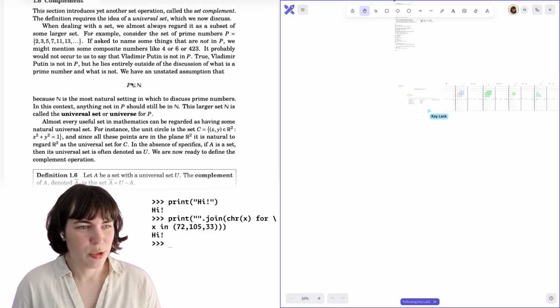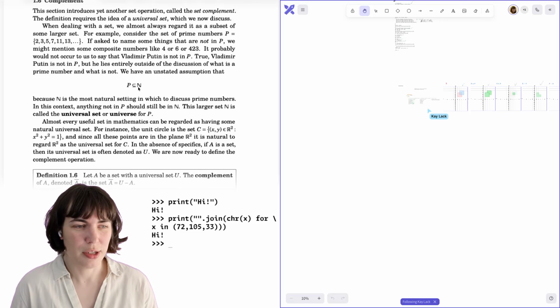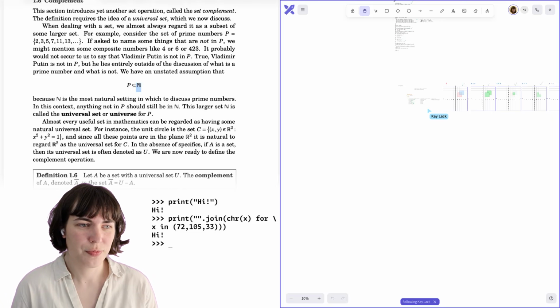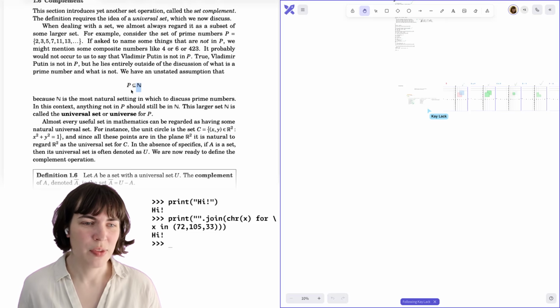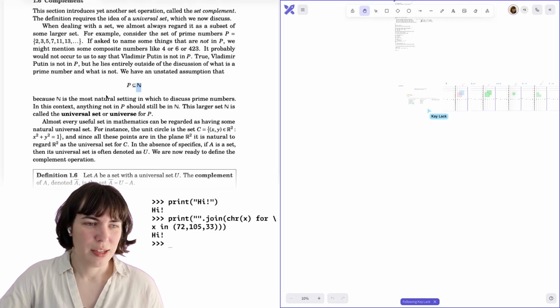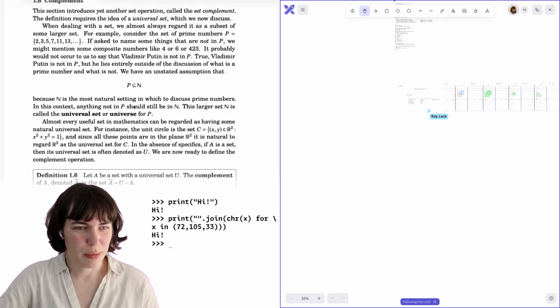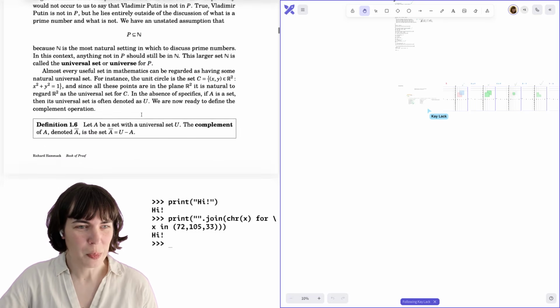We have an unstated assumption that P is a subset of the natural numbers. Sorry, yeah, the natural numbers, because N is the most natural setting in which to discuss prime numbers. In this context, anything not in P should still be in N. This larger set N is called the universal set, or universe for P. Wow, the universe of P.